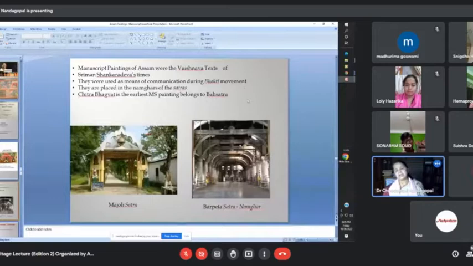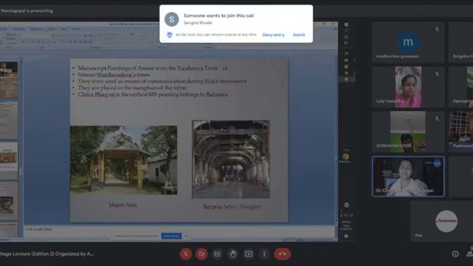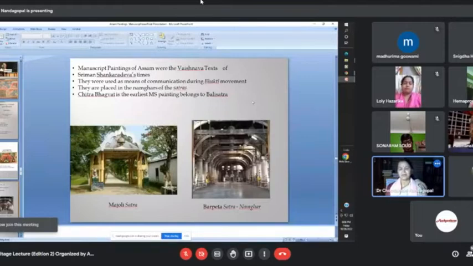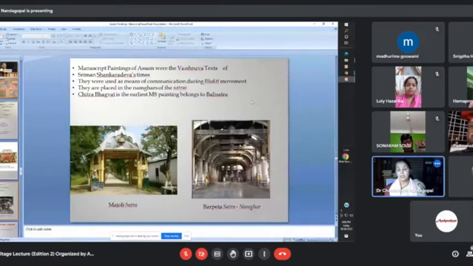See, in most of the places we find, in the temple or in the monastery, the sanctum will have some image and icon, it's worshipped three times a day, all those things are there. But in the Namghar, in satras, you find the texts are placed and the texts are worshipped. All offerings are done for the texts. So this is the way manuscripts were respected in Assam.